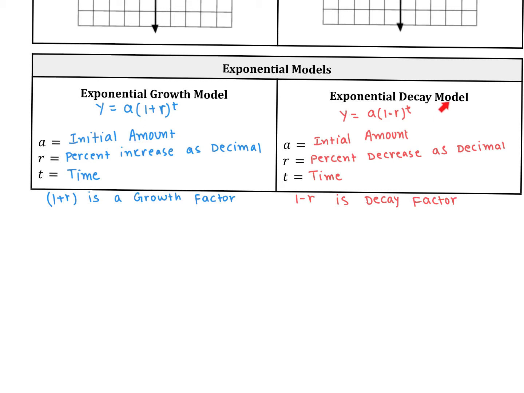Exponential decay model, where y is equal to a times 1 minus r to the power t, and similarly a is the initial amount, r is the percent decrease as a decimal, and t is the time. The base 1 minus r in this case is the decay factor.